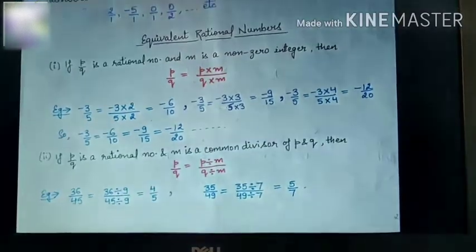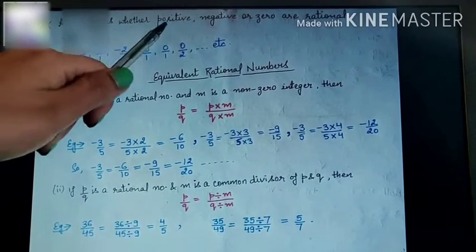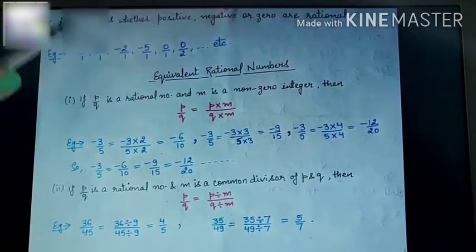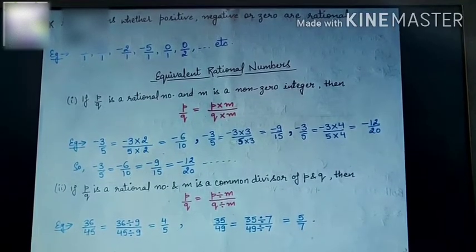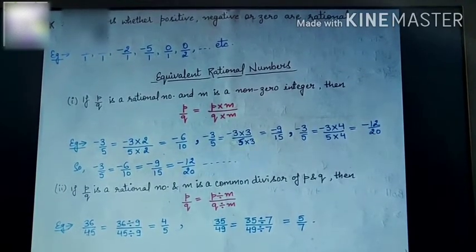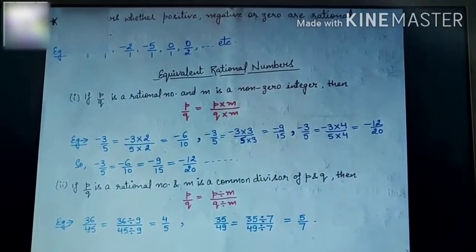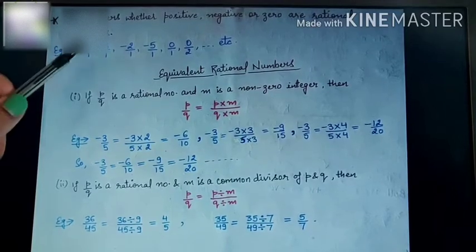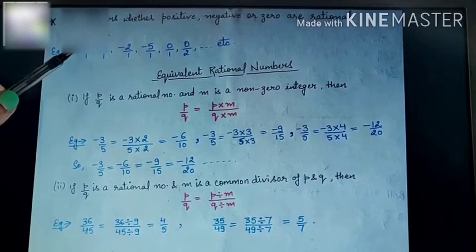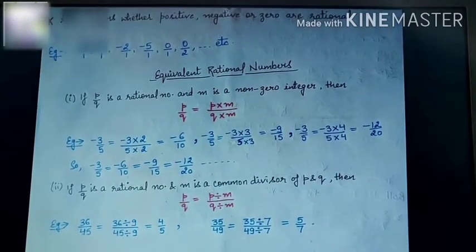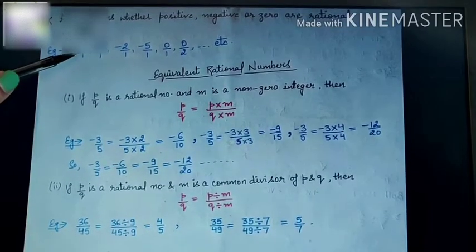Now, one important point. All integers, whether positive, negative or 0, are rational numbers. That means all the integers can be written in the form of p upon q, that is numerator upon denominator. So all the integers are rational numbers. How? See the examples. 4 is an integer. It is a positive integer. Nothing is written in the denominator. 4 is simply 4. So if nothing is written in the denominator, we can assume 1.